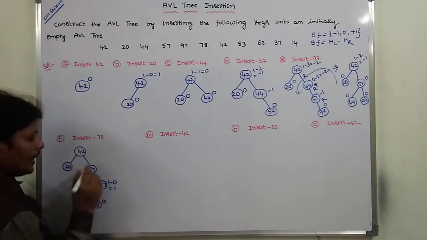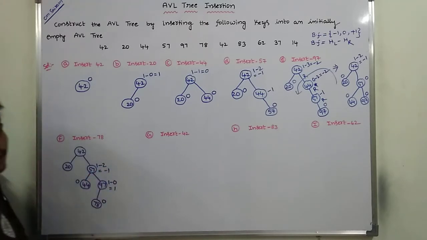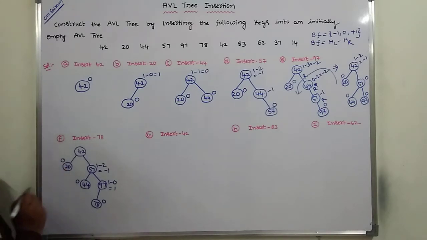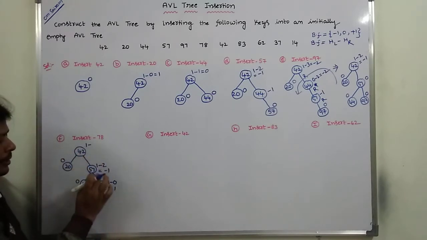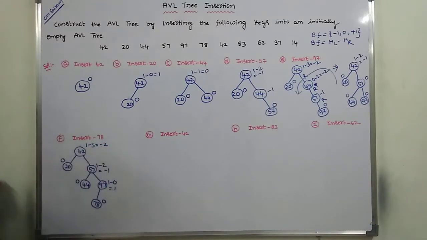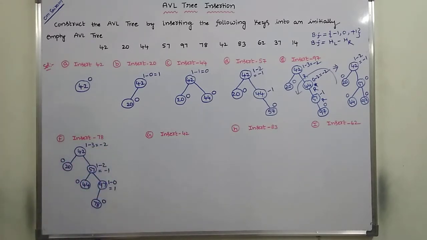Next, for this node, height of left subtree is 1, height of right subtree is 2. 1 minus 2 is minus 1. Next, for this node, height of left subtree is 0, height of right subtree is 0. 0 minus 0 is 0. Next, for this node, height of left subtree is 1, since one edge is there. Height of right subtree is 3, since 1, 2, 3 edges are there. 1 minus 3 is equal to minus 2. So here the balance factors are 0, 1, minus 1, 0, 1, minus 1. Here we are getting minus 2. So minus 2 is an invalid balance factor caused by inserting 78.